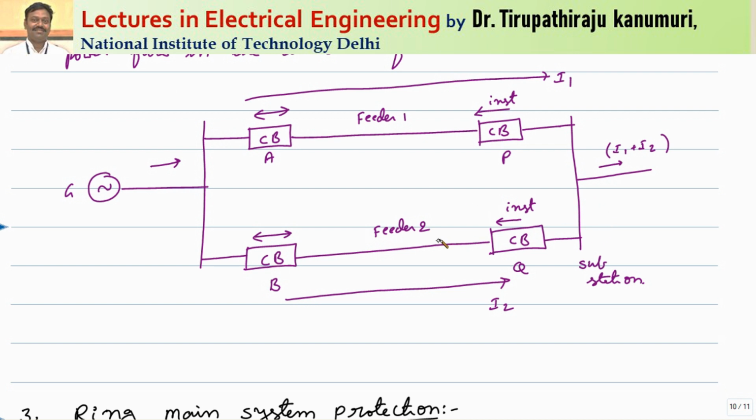So let us take the case some fault has happened here. This fault will be supplied from 2 sides. This fault can be supplied from this side, and the second option is the fault will be supplied like this. That means it will pass like this, it will come to the substation and it will supply like this. You can see there are 2 ways in which the fault can be supplied.